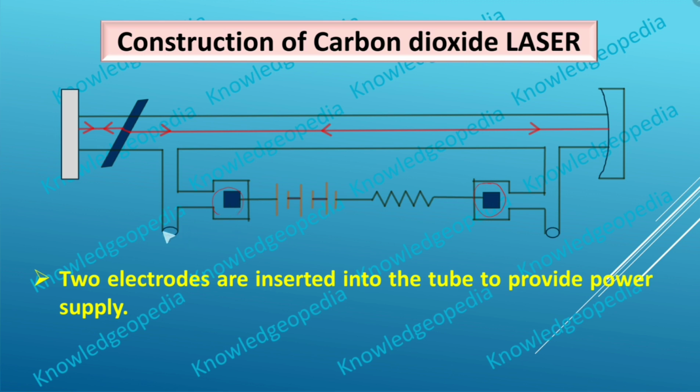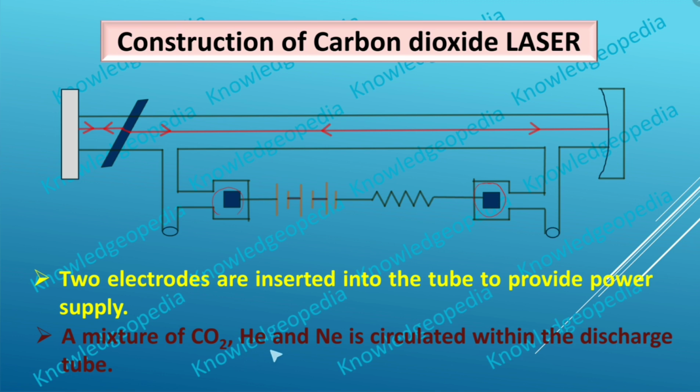Now you can see there are two openings over here. So what is the use of these two openings? A mixture of carbon dioxide, helium and neon is circulated within the discharge tube through these two openings. From one opening the gas goes into the tube and it comes out from the other side. So the gas mixture is circulated through these two openings, and the mixture contains carbon dioxide, helium and neon.